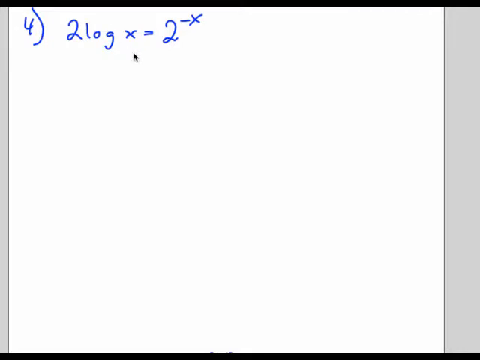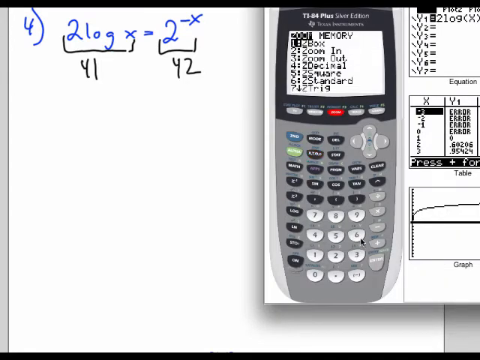Final question. Now this is an equation that has logs in it as well as exponentials. And generally speaking, there is no algebraic way to do this, and so you would therefore be forced to use a calculator. So what I'm going to do is enter this as 2 functions this time, just to do it differently. And I'm going to graph both of those.